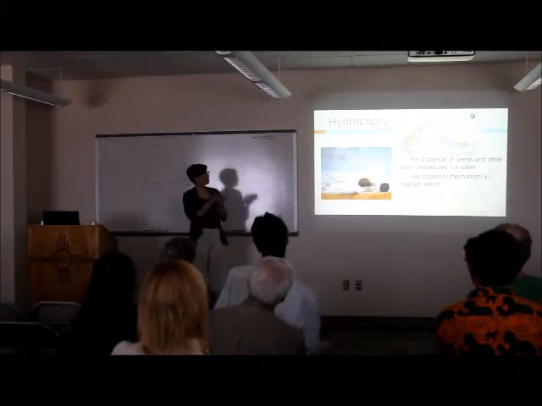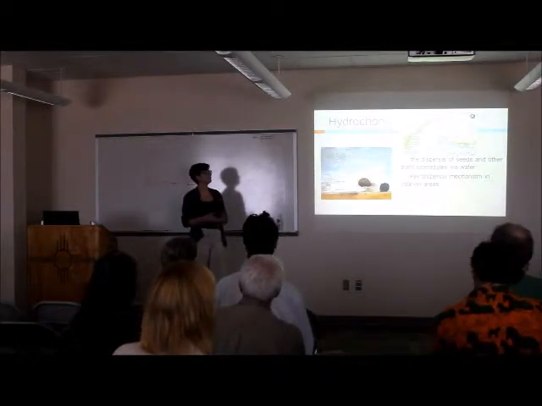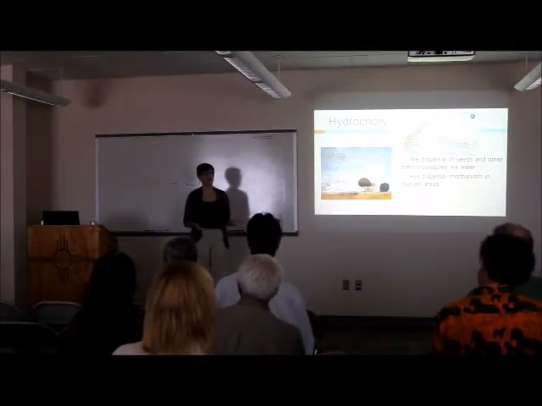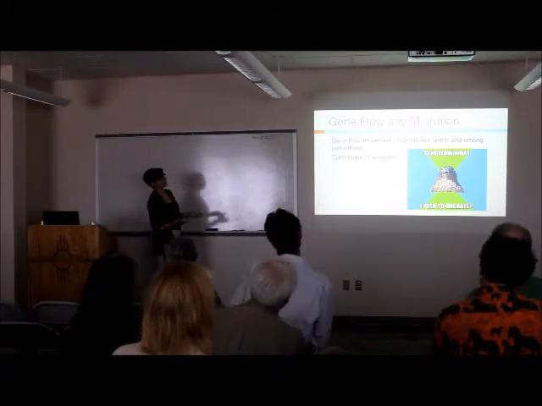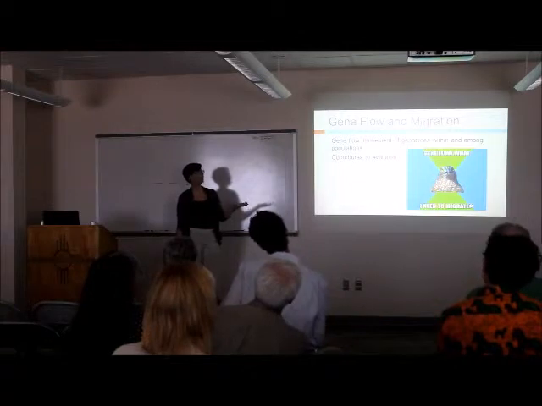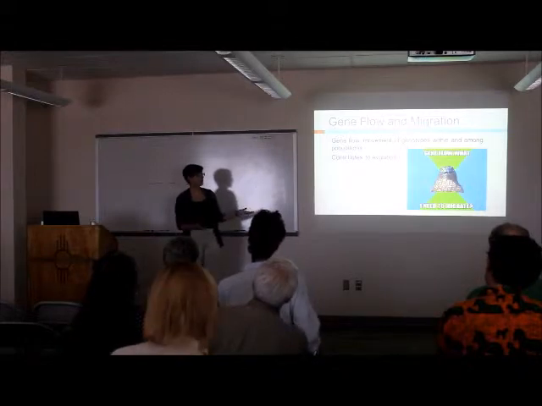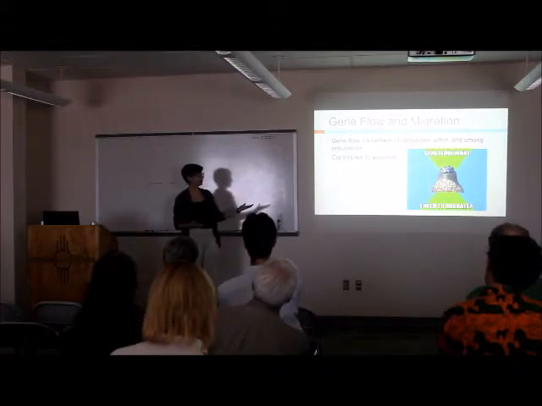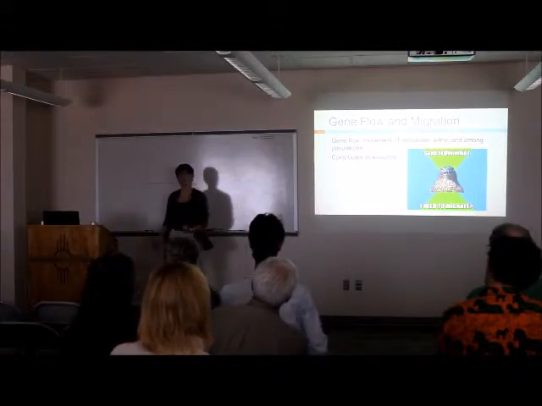Hydrochory is very important in riparian ecosystems because it's the main mechanism by which gene flow occurs. Gene flow is the movement of genotypes within and among populations, often as a result of migration. And this is very important in the study of evolution because it's one of the main driving factors of evolution in the long term.